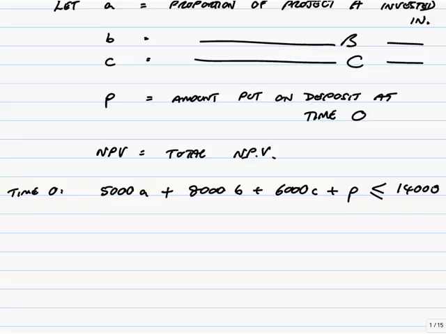Now, here's where some of you may have a little question. First of all, why are we not automatically using all 14,000? Well, 2 reasons. First of all, if you forget about this deposit, ignore this deposit just for a moment. I'll put it back in a second.